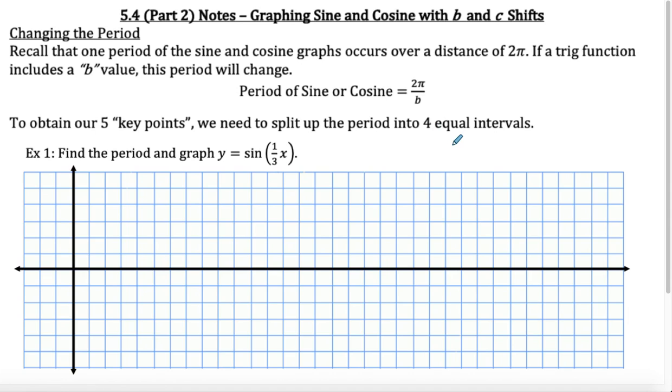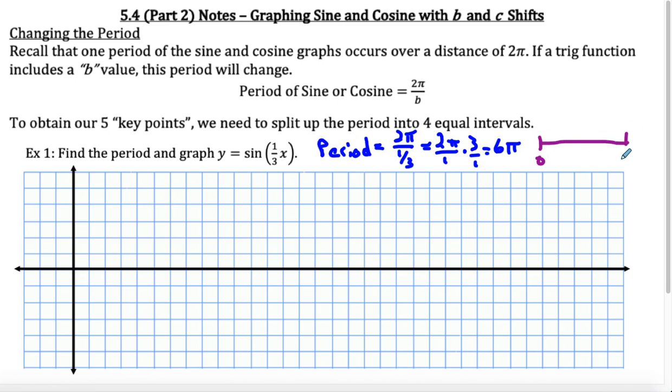So here we have our equation, y equals sine of 1/3 x. To find our new period, all I'm going to do is take 2 pi divided by my b value, which is 1/3. If I'm dividing by a fraction, that's the same as multiplying by the reciprocal. So this would really be 2 pi over 1 times 3 over 1. So my new period here is actually 6 pi over 1, or just 6 pi. So instead of going from 0 to 2 pi, I'm going to go from 0 to 6 pi.